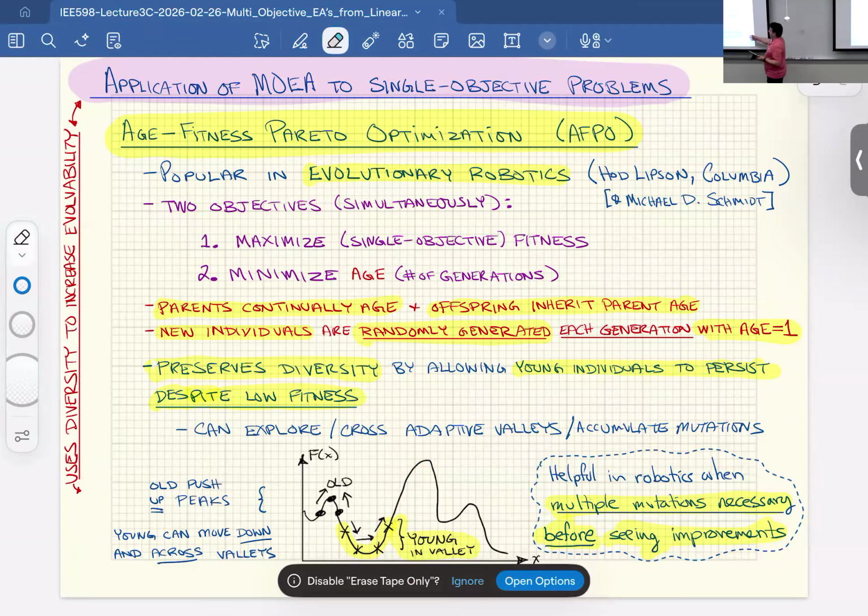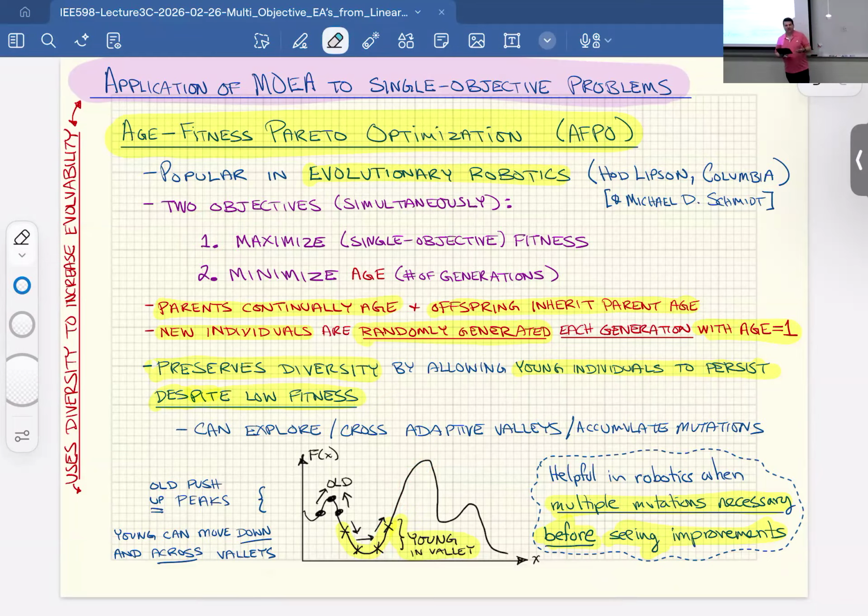So helpful in robotics when multiple manipulations are necessary before seeing improvements, allows you to get kind of a core level of background competency in a task, and then once you have it, then allow the rest of the population to start experimenting, doing lots of other things.